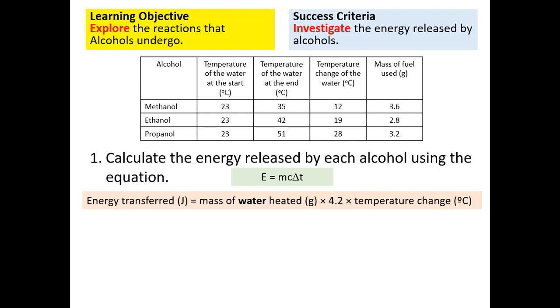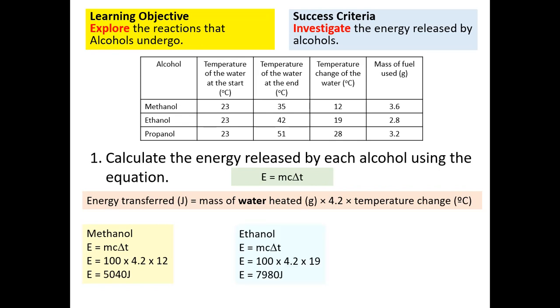So we're going to use the numbers that we've just calculated, the temperature change of the water, to work out the energy transferred by each one. So we look at methanol: mass, which is 100, times c, which is the specific heat capacity, which is 4.2, times this change in temperature. So 100 times 4.2 times 12 gives 5,040 joules.